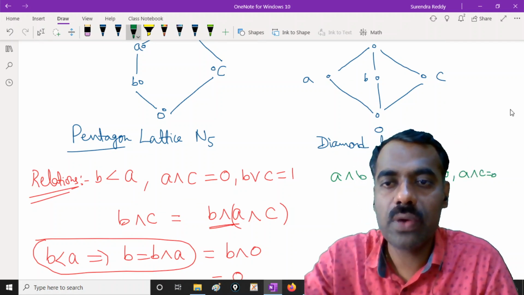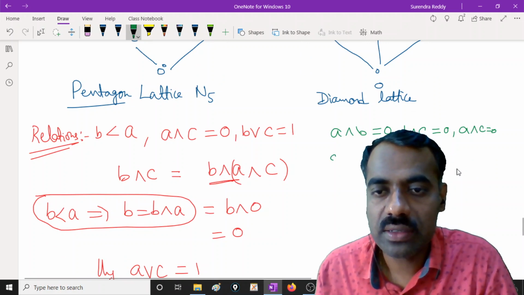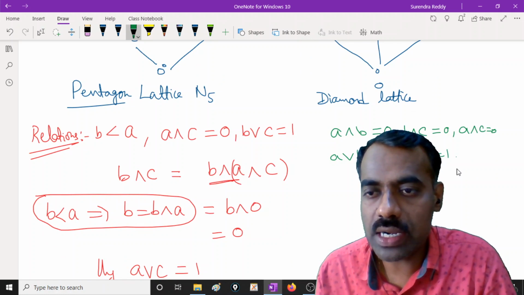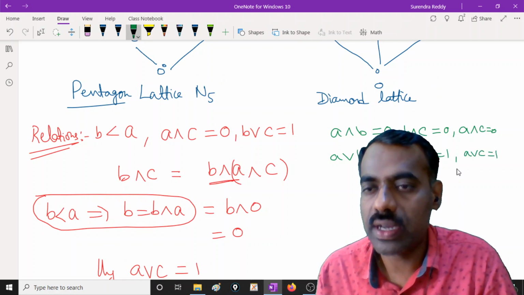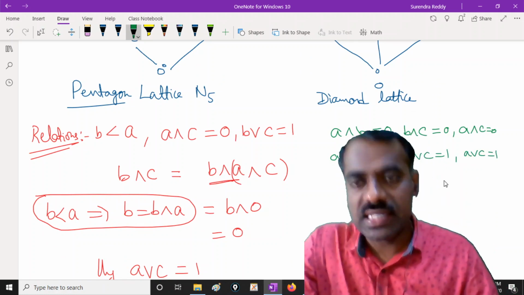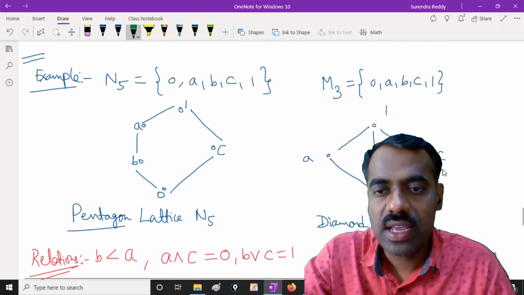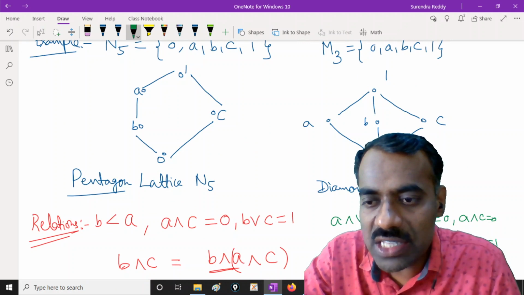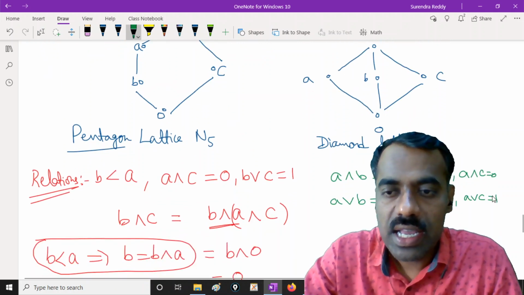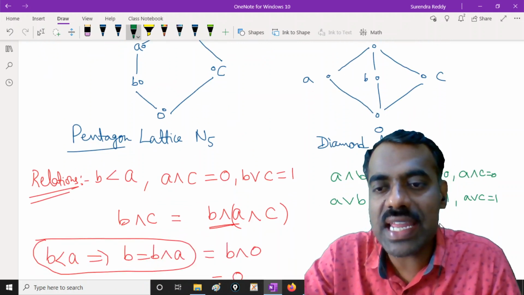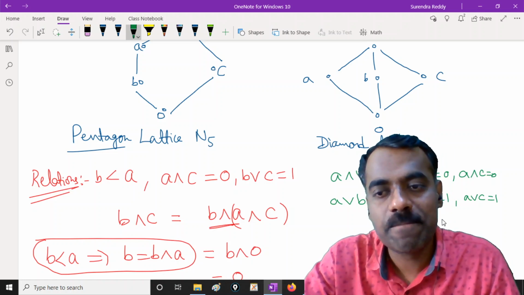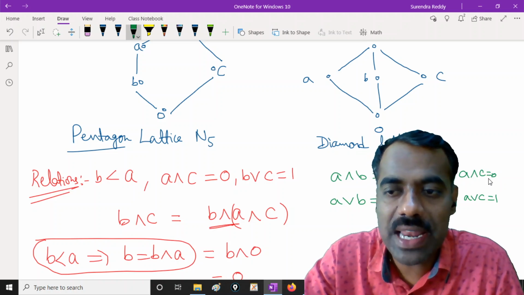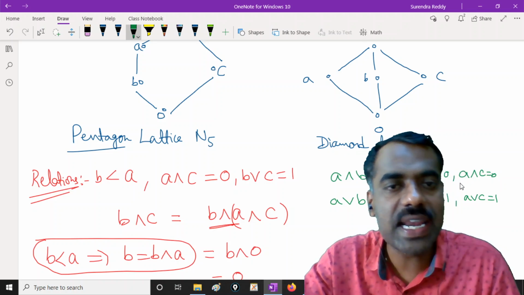Similarly, what you can define here is A join B is 1 and B join C is 1. A join C is 1. These 6 relations you require to get this one. Even if you drop any one, then you cannot have it. Suppose you don't write A join C is 1, then using these two you cannot get A join C. Is this clear?